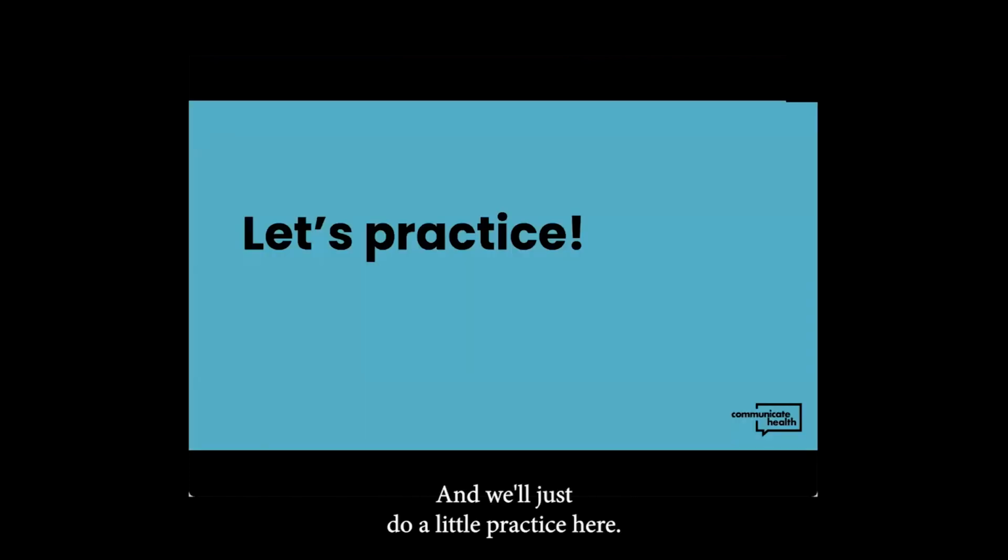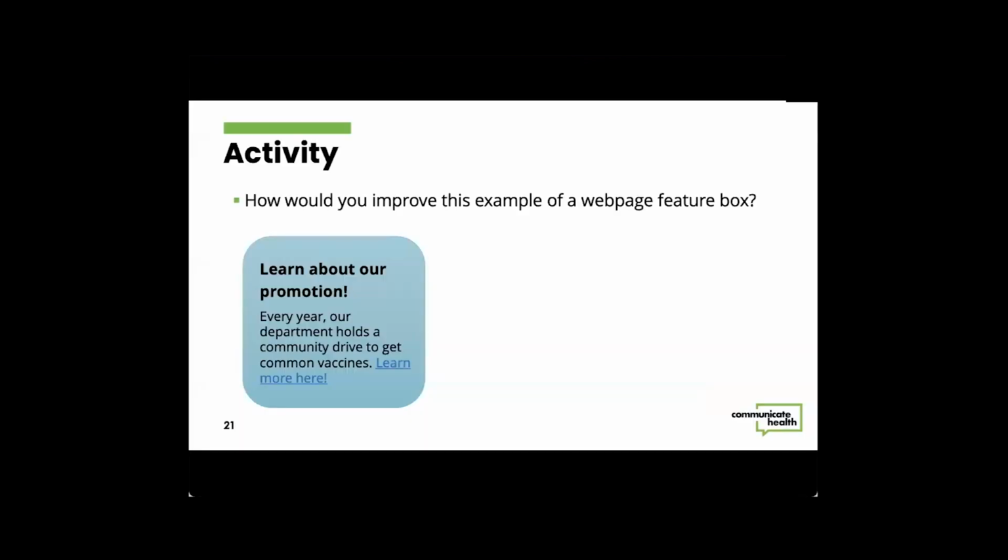All right, and we'll just do a little practice here. So this is just an example of thinking about keywords and thinking about some of the plain language tips that we've talked about. This is a made up example of a call out box that might be featured on a local health department's website. So if folks want to take a minute to think about this, I'd love if people could use the chat feature to rewrite this content using some of the plain language best practices we just covered. So I'll give folks a minute.